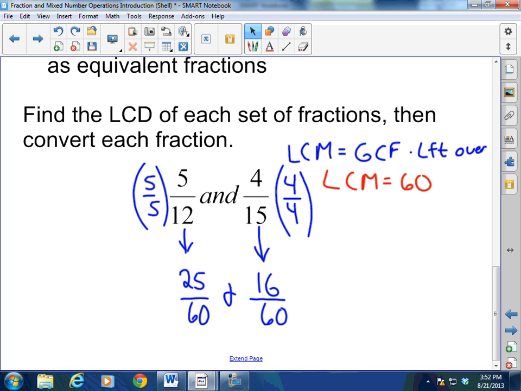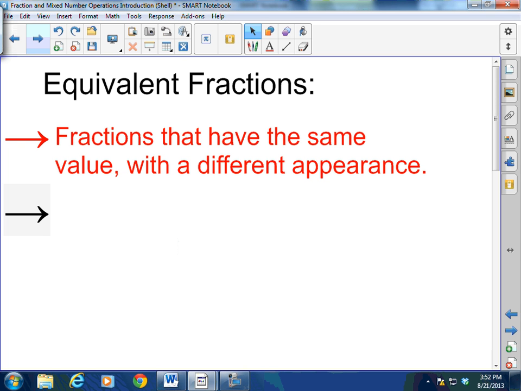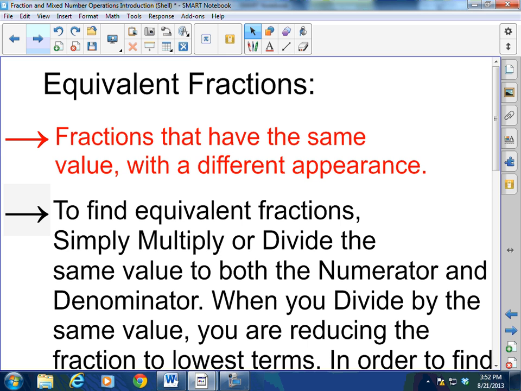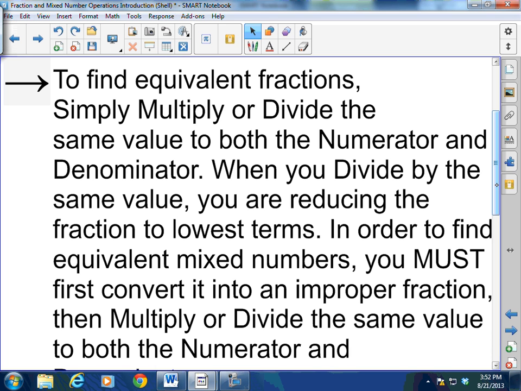Now we use a concept called equivalent fractions here. So I want to go ahead and explain that. Equivalent fractions are fractions that have the same value with a different appearance. That's exactly what we just did in the last example. To find equivalent fractions, simply multiply or divide the same value to both the numerator and denominator. When you divide by the same value to both the numerator and denominator, you're reducing the fraction to lowest terms.